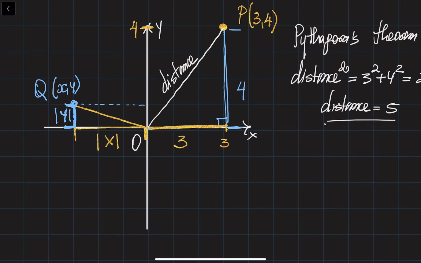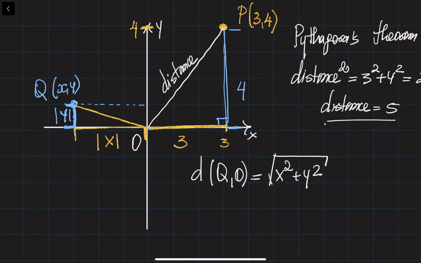So then the distance, we're going to denote this as d, between this point Q and the origin is going to be equal to x squared plus y squared. Then we have to take the square root, right? So the distance squared is equal to x squared plus y squared. So the distance is going to be simply the square root of x squared plus y squared. So this is how we can find the distances between the points and the origin.